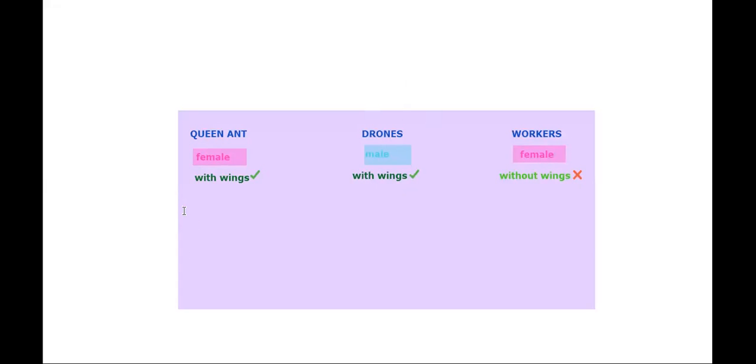What does the queen do? Laying eggs. The drone? The drone only mates with the queen and then dies. Mating with a queen, and then dies.